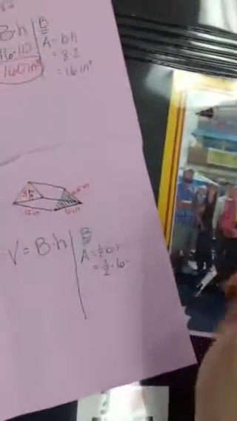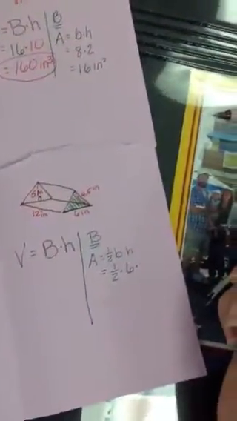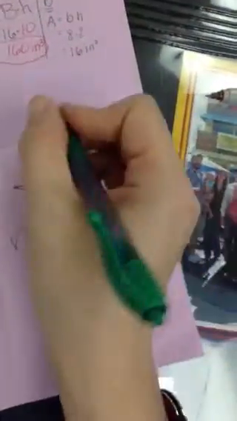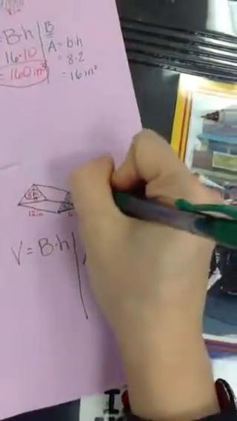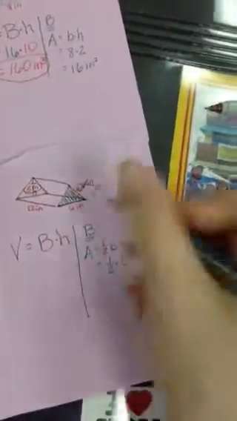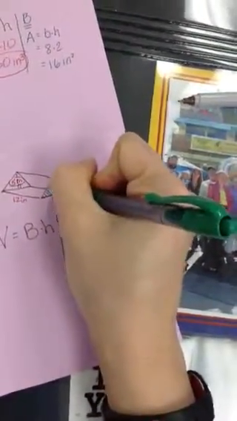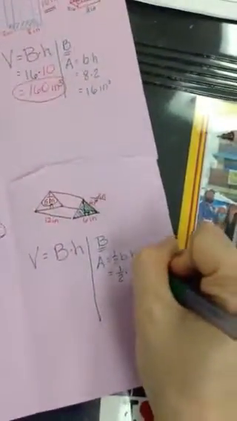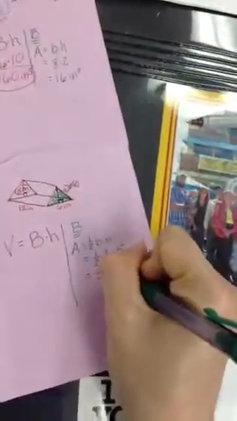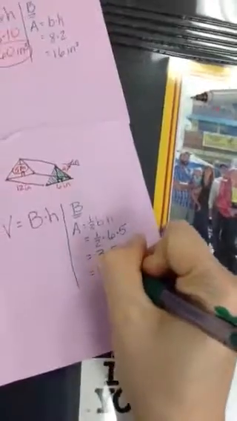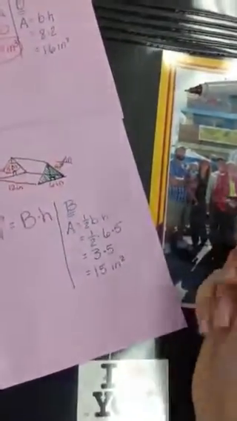Now the height is where people are making mistakes like crazy. The height of my triangle is right here. It is not the 4.5. The 4.5 is the slant height, but I want to know the actual height. And remember that height comes to a right angle with the base. And so our height is the 5 inches. So 1/2 of 6 is 3. 3 times 5 is 15. And so it's 15 inches squared.